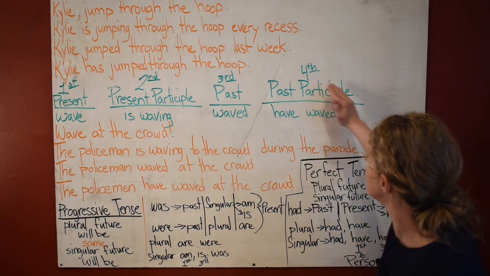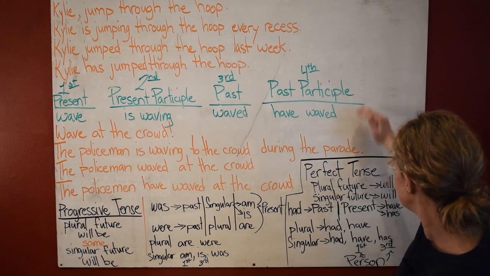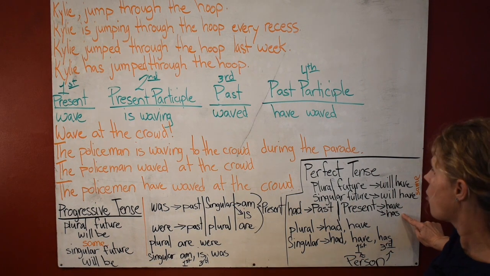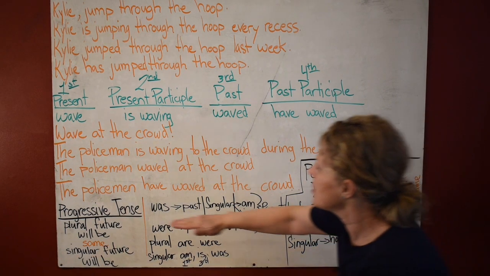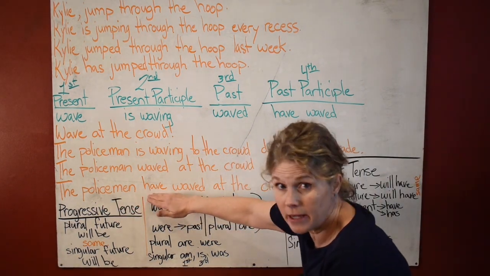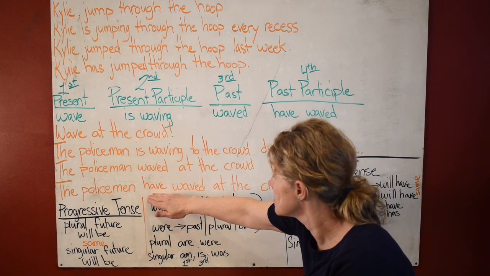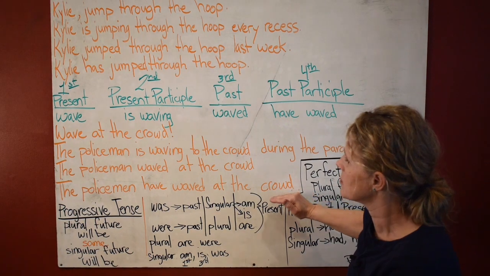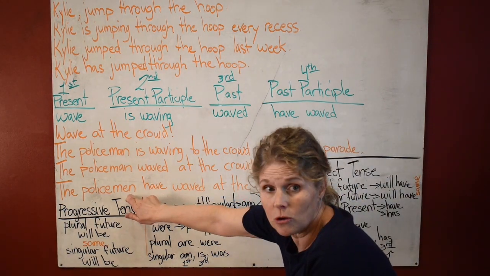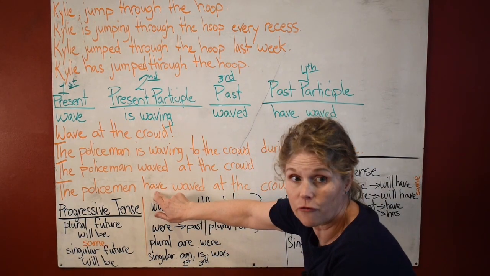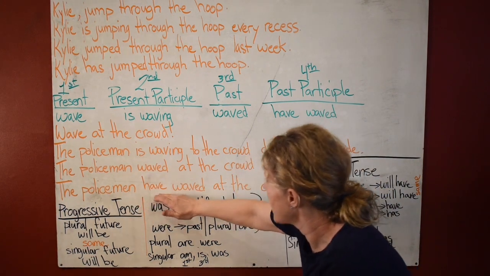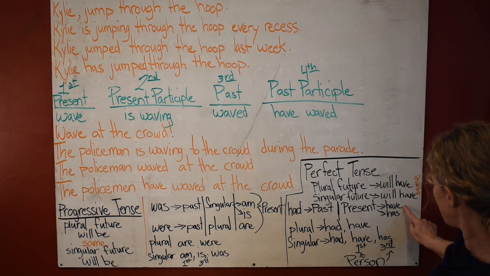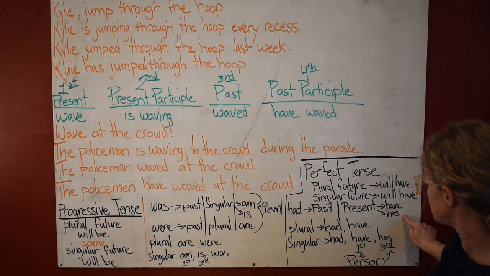Okay, so now if we want to understand the present and you want to use your past participle sitting in the present tense, you have to use either have or has. Now, I used it here to sit in the present tense. The policemen have waved at the crowd. Now, right here is plural, so I have to use the plural verb in the present tense. See how right here we have have and has? So you have to use one of those two.